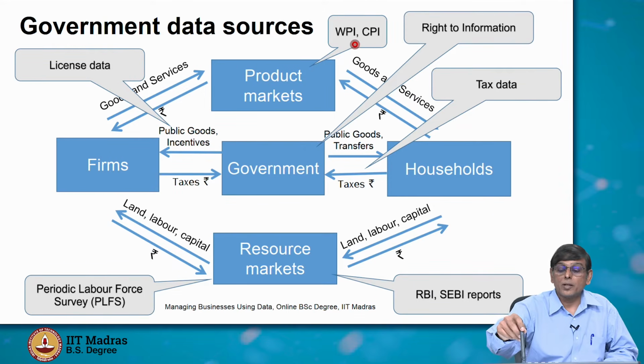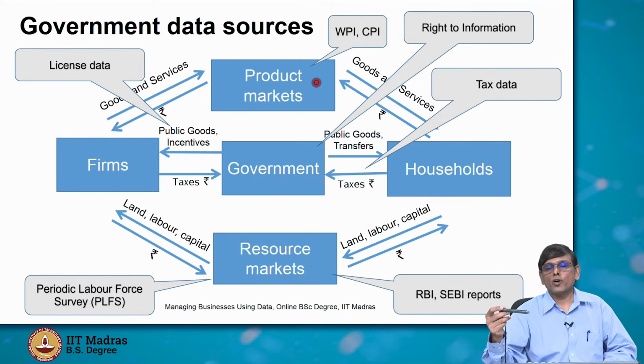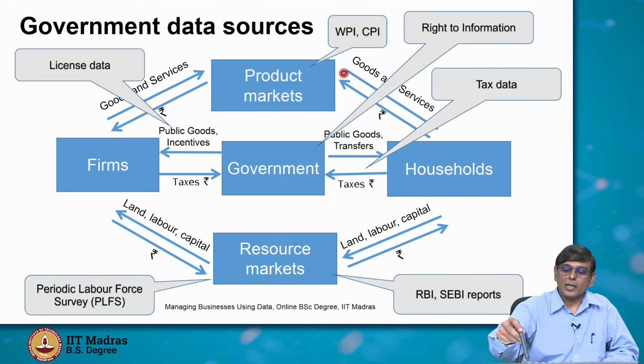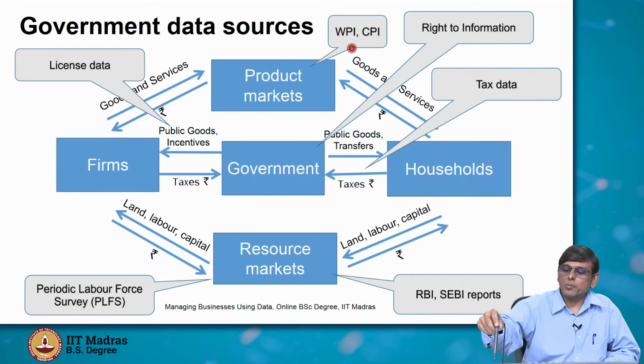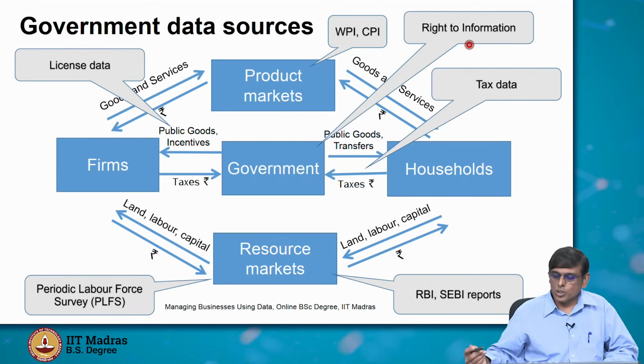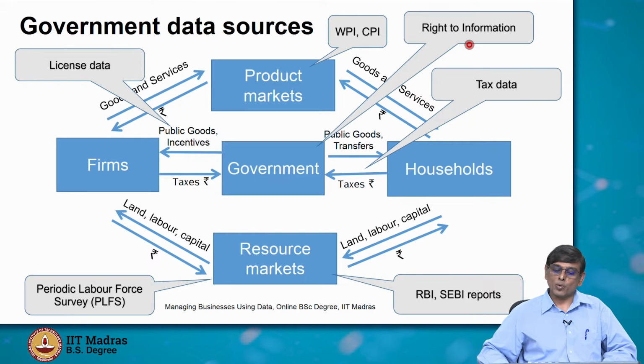You will get the wholesale price index and consumer price index. So how is inflation, how are the prices of general products and services moving? Right now it looks like tomato and many other prices seem to be going up, so that will inflate the consumer price index. And of course, through the right to information, you can always ask for more information from the government. Nowadays the government publishes everything.